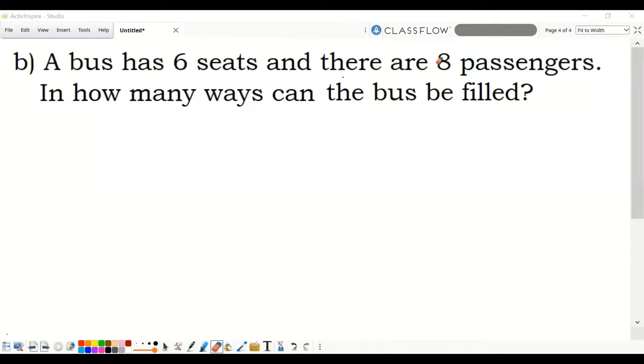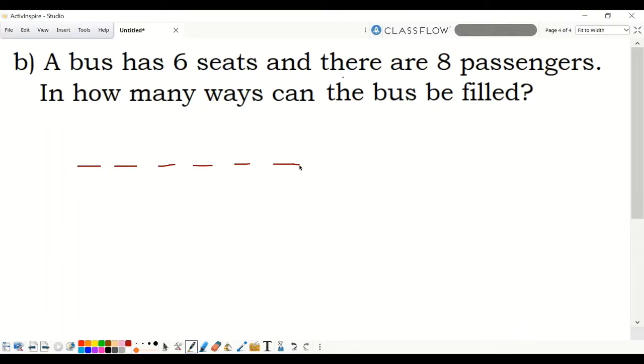Now this is the B part, which says a bus has 6 seats and 8 passengers. So we have 6 seats and we have 8 passengers. In how many ways can the bus be filled? So there are 2 ways of doing it. Let me get it both ways.